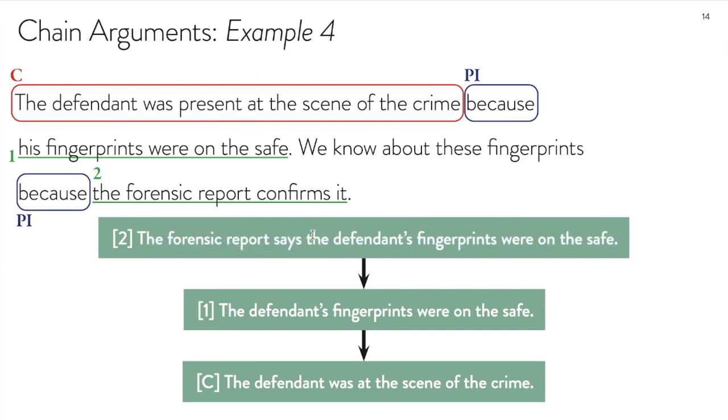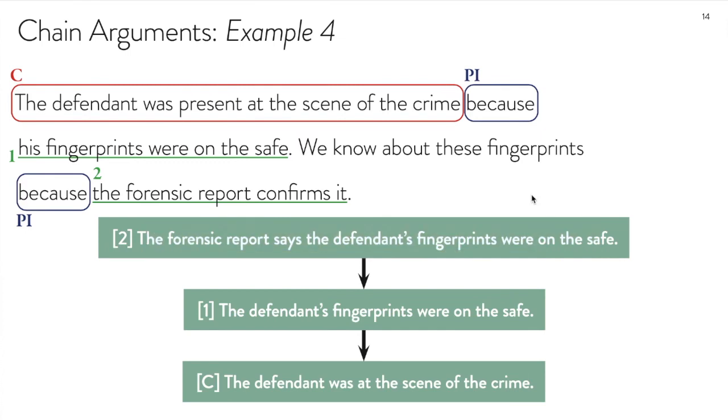Different people would do this differently. That's fine, but you get the general idea. This isn't a science after all. This is a bit of an art, what to put in these boxes, but you get the idea. The forensic report says they're on the safe. Therefore, they were on the safe. Therefore, the defendant was at the scene of the crime. This is known as an argument chain because we just keep going. We go, defendant was at the scene of the crime. Why? Fingerprints were on the safe. Why? The forensic report says so. Boom. And that's an argument.